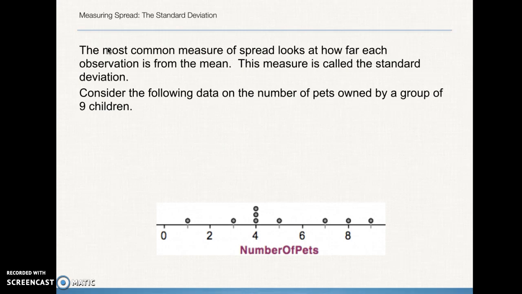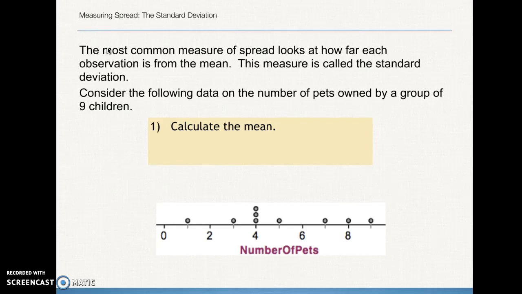So there was a survey with elementary school children, and 9 children were asked how many pets they own. So here is the dot plot of the answer to that survey question. How many pets do these children own? There are 9 pieces of data. And you can see that they range from 1 to 9, which is a lot of pets.